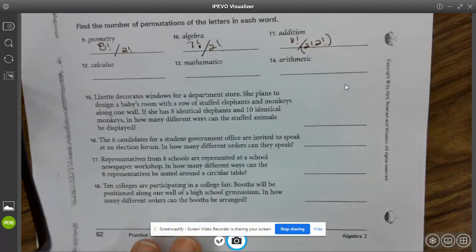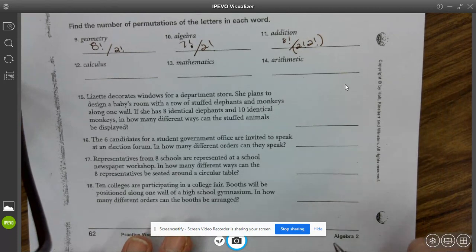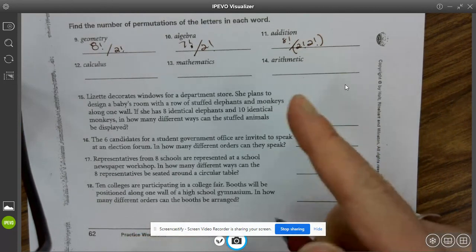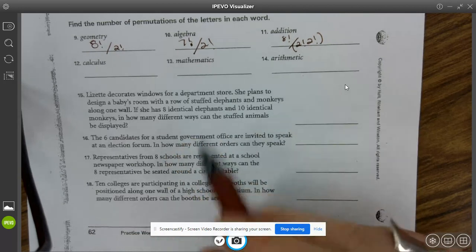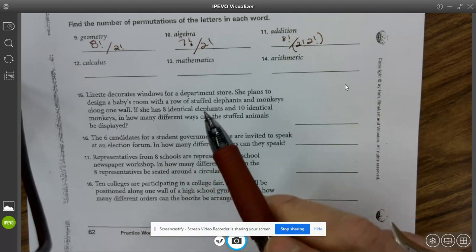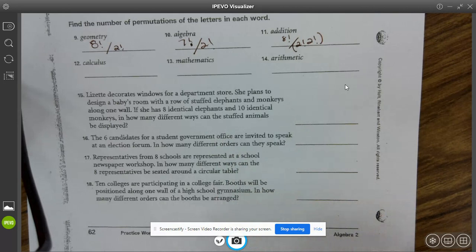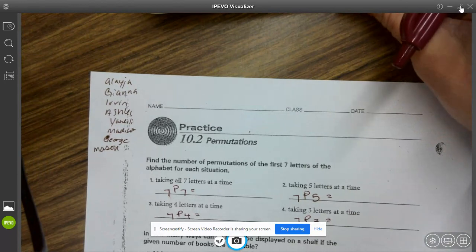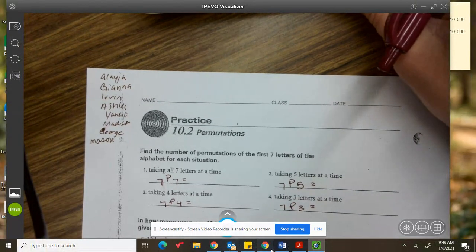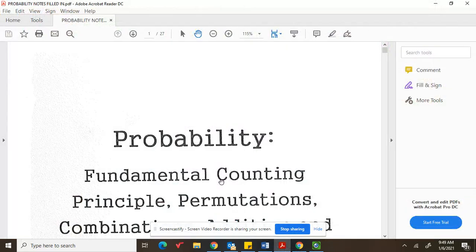Here it says, Lizette decorates for a window department store. She has planned to design a baby's room. She has elephants and monkeys. If she has 8 identical elephants and 10 identical monkeys, how many different ways can she arrange them in a row of stuffed animals? Okay, so she has. What did I put? I don't want to tell you something wrong. How I notated it.